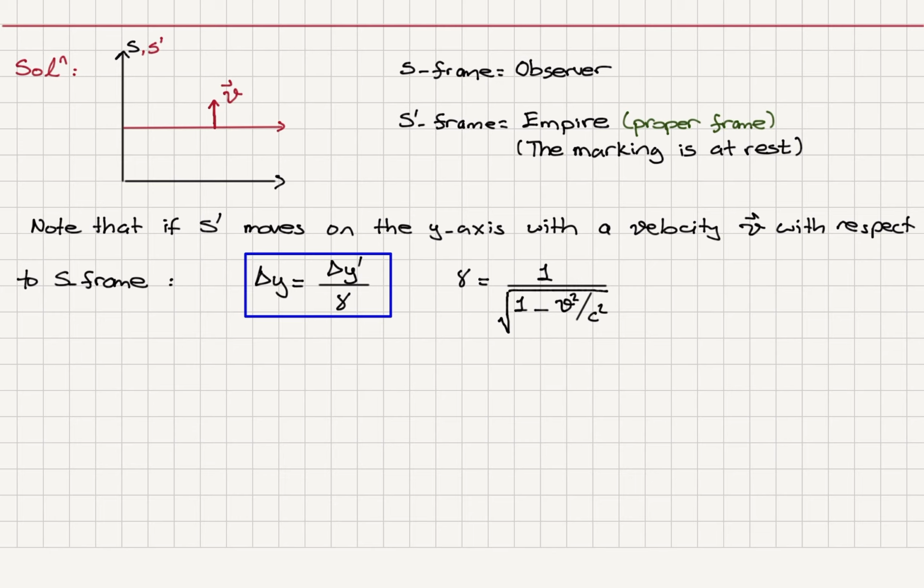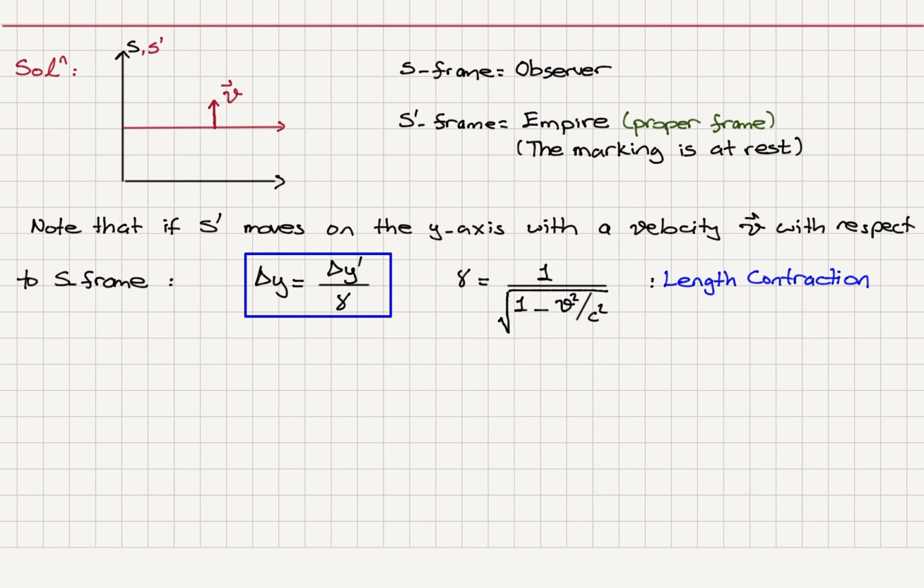And this phenomenon is known as length contraction. We have two important phenomena in special relativity: length contraction and time dilation. So this is the length contraction. So we have to find the proper reference frame, and the improper reference frame measures a length that is contracted with respect to an observer on the proper reference frame in the direction of the relative motion of these two reference frames.